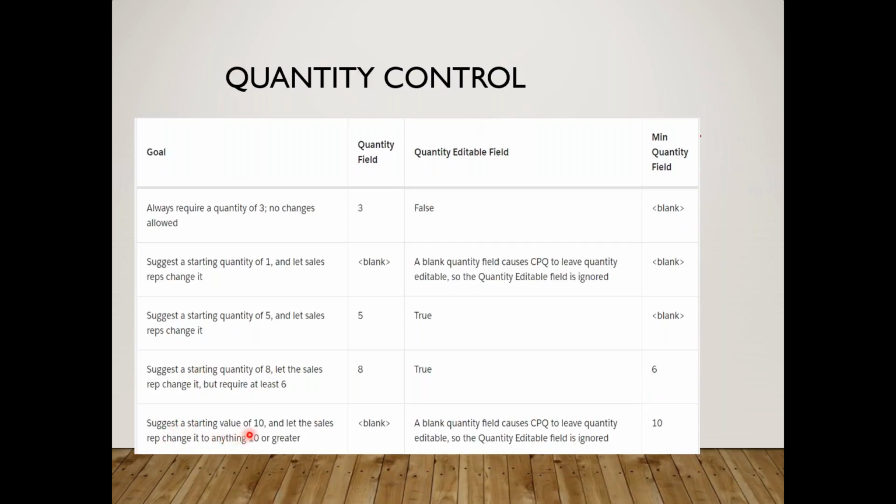And last point is suggest a starting value of 10 and let the sales rep change it to anything 10 or greater, right? Similar to this, only I will keep this field blank. If it is blank, it means like your quantity editable will be true, and you can mention like 10 as your minimum quantity. So when 10 as minimum quantity, by default quantity will be 10 anyways, because 10 is your minimum quantity. Even you keep this default value blank, it will take 10 as your by default quantity, right? So this is the last scenario which you can achieve by using these 3 fields. So that's the reason quantity, quantity editable, minimum quantity, and maximum quantity. These 4 fields from product option are very, very, very important.